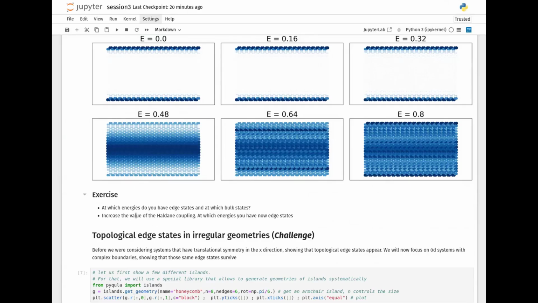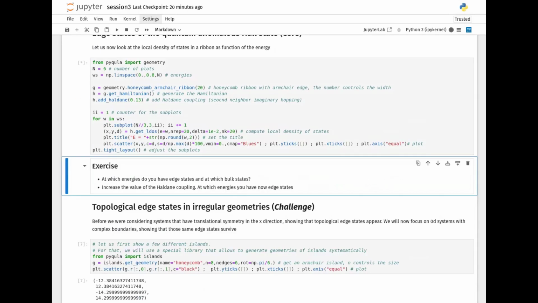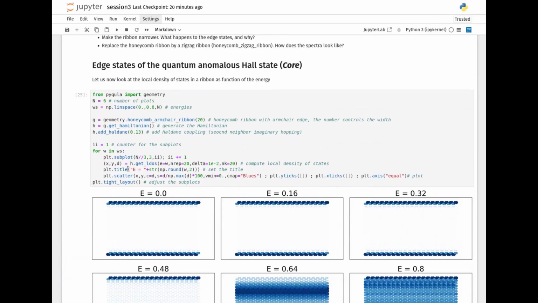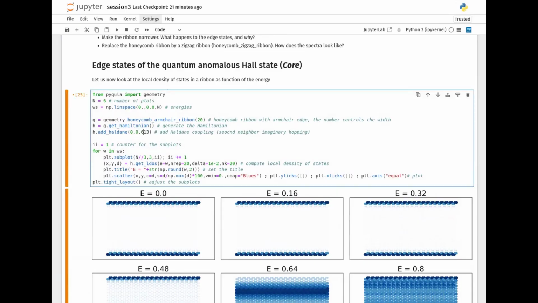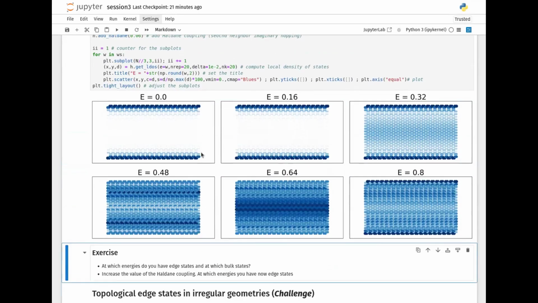And then the next question is to increase the value of the Haldane coupling and see at which energies we now have edge states. What we can do is increase the value of the Haldane coupling over here, to 0.13. And you see that now with a bigger Haldane coupling, we have edge states for a bigger energy window. If instead we had decreased the value of the Haldane coupling, we would have gotten edge states in a narrower energy window, which is what you see with a smaller Haldane coupling. With 0.06, you see that you start losing your edge states already at energy 0.32.